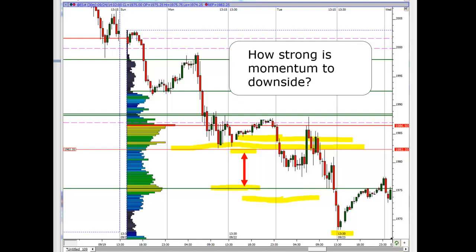Now, the question I have here is how strong is the momentum to the downside? If you notice, now we're beginning to see the dynamics of a downtrend. A high there, a low that is lower than the prior low, a lower high than that one, another equal high here, or maybe just a tad higher, but we have a lower low, lower high, lower low, and we continue lower.